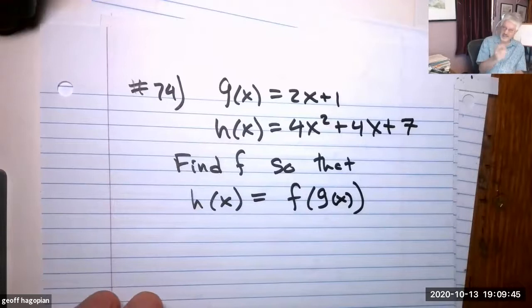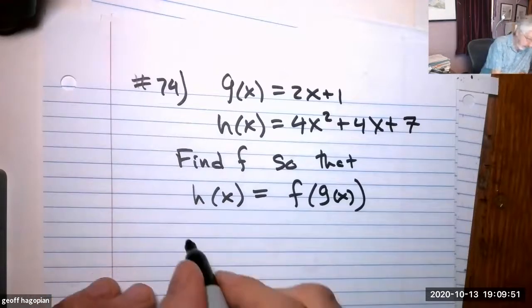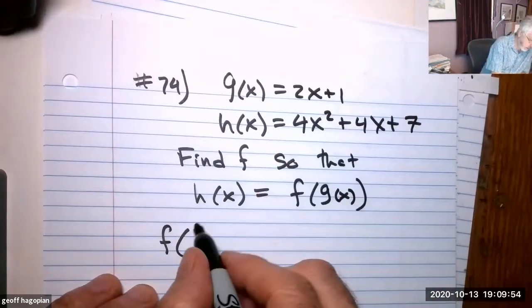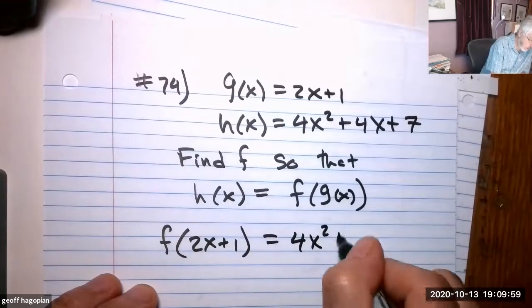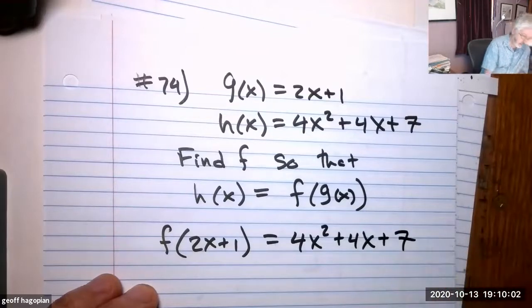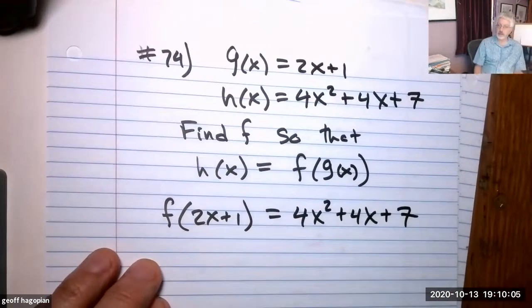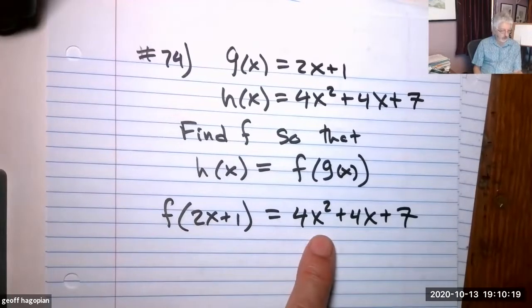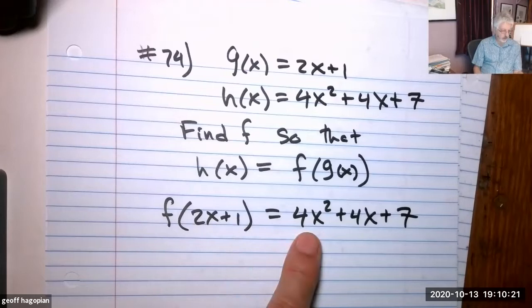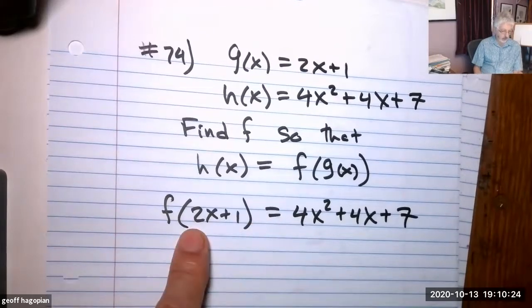So in other words, we put in f of g of x. We don't know what f is, right? But whatever it is, it's got to take g of x, which is 2x plus 1, and produce 4x squared plus 4x plus 7. Well, guess and check. What would a good guess be here? Well, look, here's the input, there's the output. If we square 2x, we get 4x squared. So it looks like a good start would be to square the input, right?